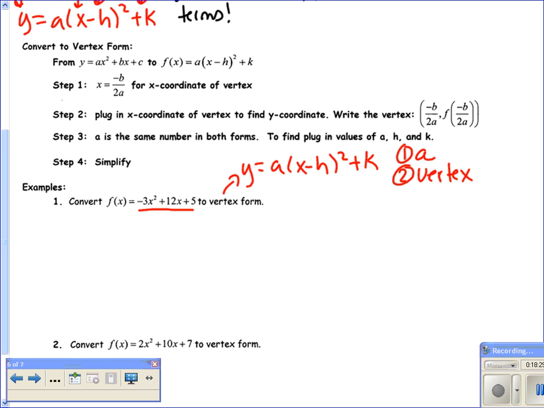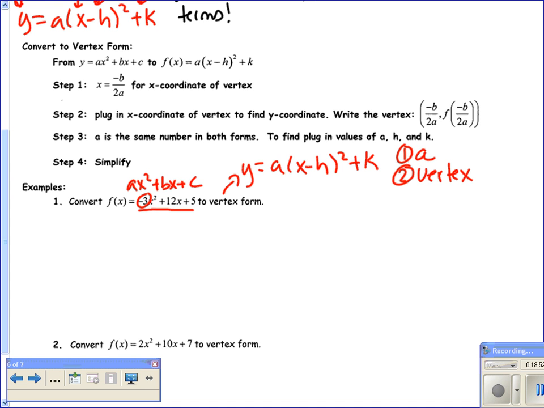Now, in standard form, we have ax squared plus bx plus c. So notice you have your a value here. So that's kind of nice. That means we need to find the vertex. And remember, we learned in standard form, how do you find the vertex? Negative b over 2a, and then plug that equation back into your equation to find the y value.